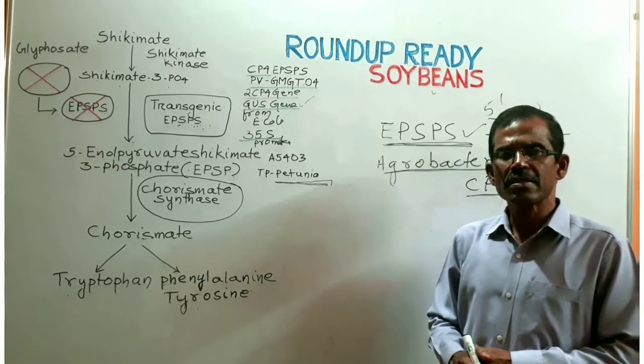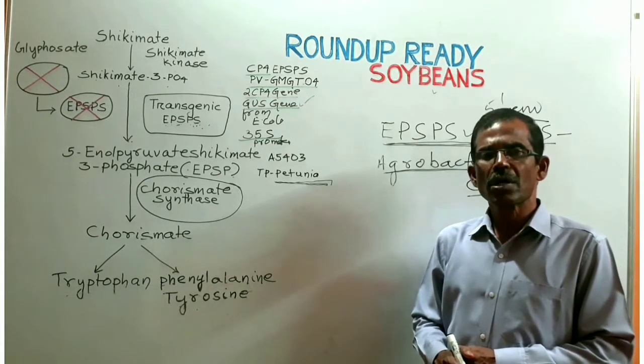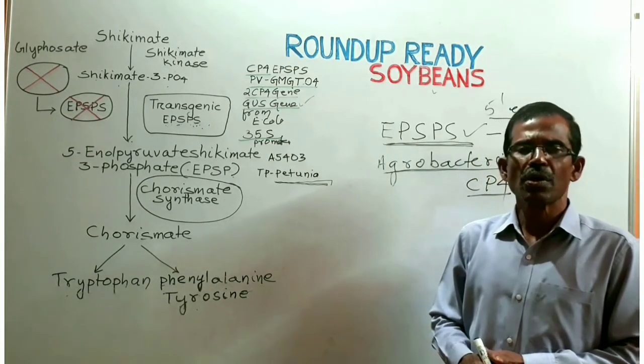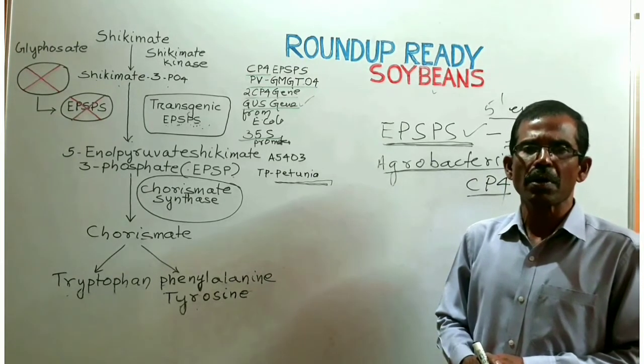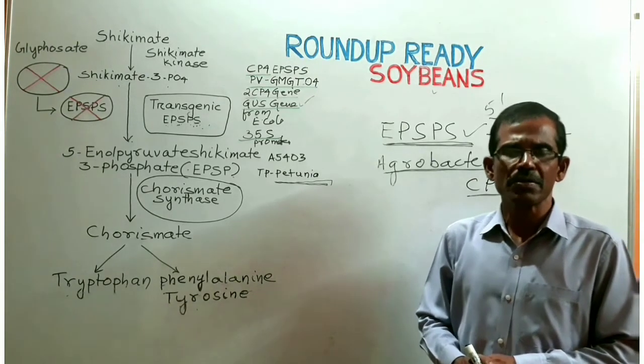So friends, this is a technology which was used to engineer soybean. Like Roundup ready soybean, there are other plants like Roundup ready maize.